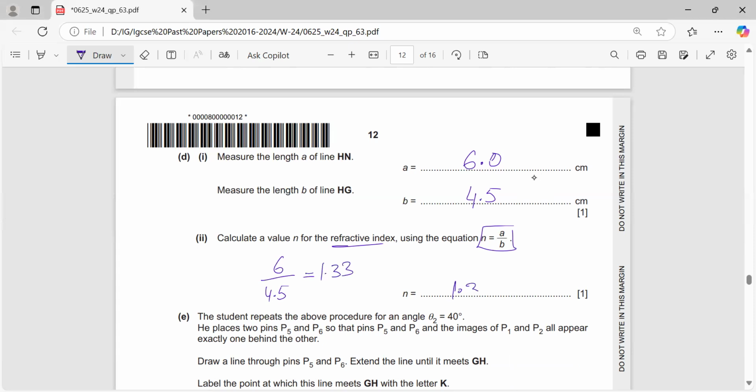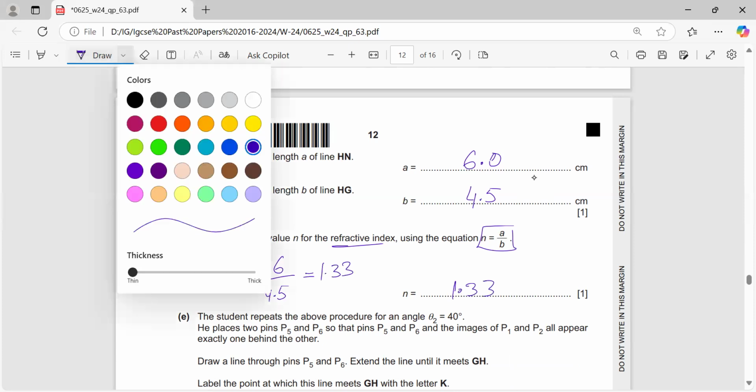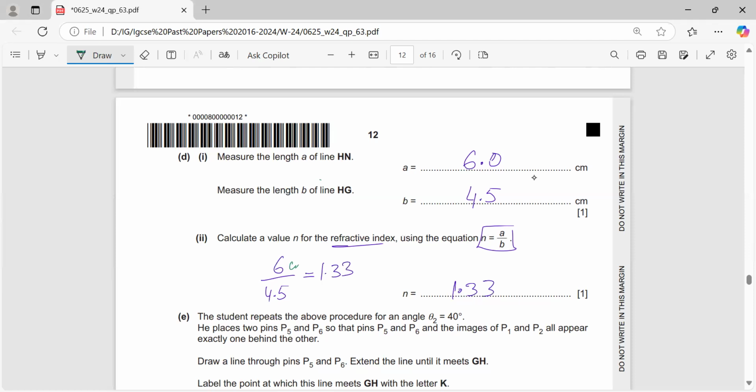So 1.33, and there will be no unit. The reason is 6 centimeters over 4.5 centimeters, so centimeter is cancelled with centimeter. Refractive index has no unit because it is a ratio between two similar quantities. So 1.33 is the refractive index. In the mark scheme, the answer can be anything because we are not exactly using the same paper. Sometimes I'm zooming in, sometimes zooming out, so don't worry about that.